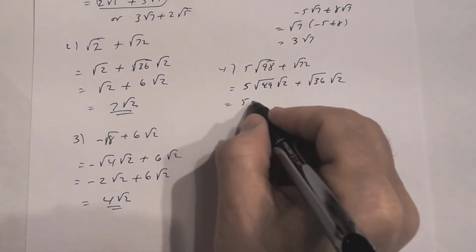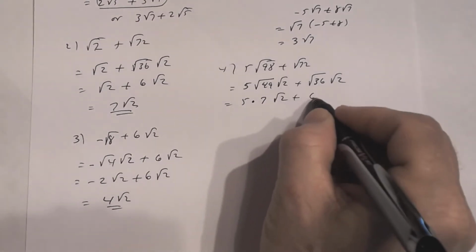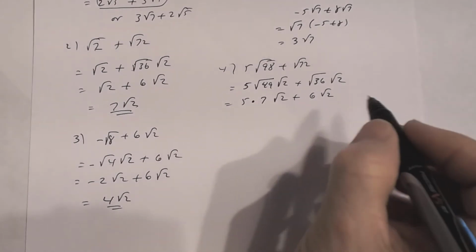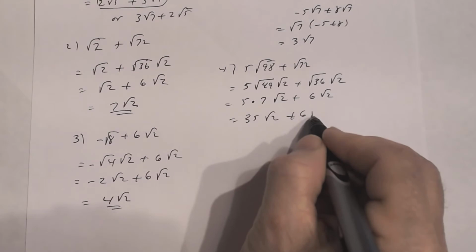All right, now let's simplify. I get 5 times 7, square root of 49 is 7, times the square root of 2, plus 6, square root of 2. The square root of 36 is 6. 5 times 7 is 35, so you get 35 square root of 2, plus 6 square root of 2.